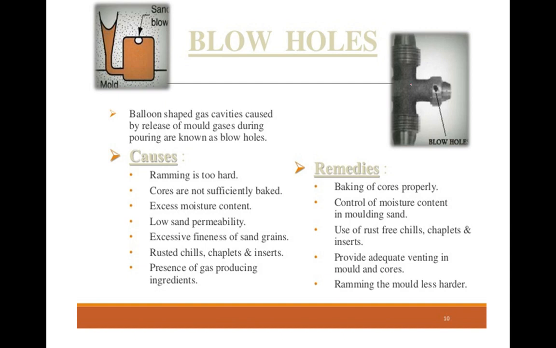So these are the shrinkage cavities. Now blowholes. This portion is the blowholes. This is also the blowholes. This is the casting product. This is the sprue pouring basin from where you pour the molten metal. When it solidifies, you will see holes inside the casting. That is called blowholes. Balloon-shaped gas cavities caused by the release of cold gases during pouring are known as blowholes. The blowholes are caused because the gases are entrapped during solidification.